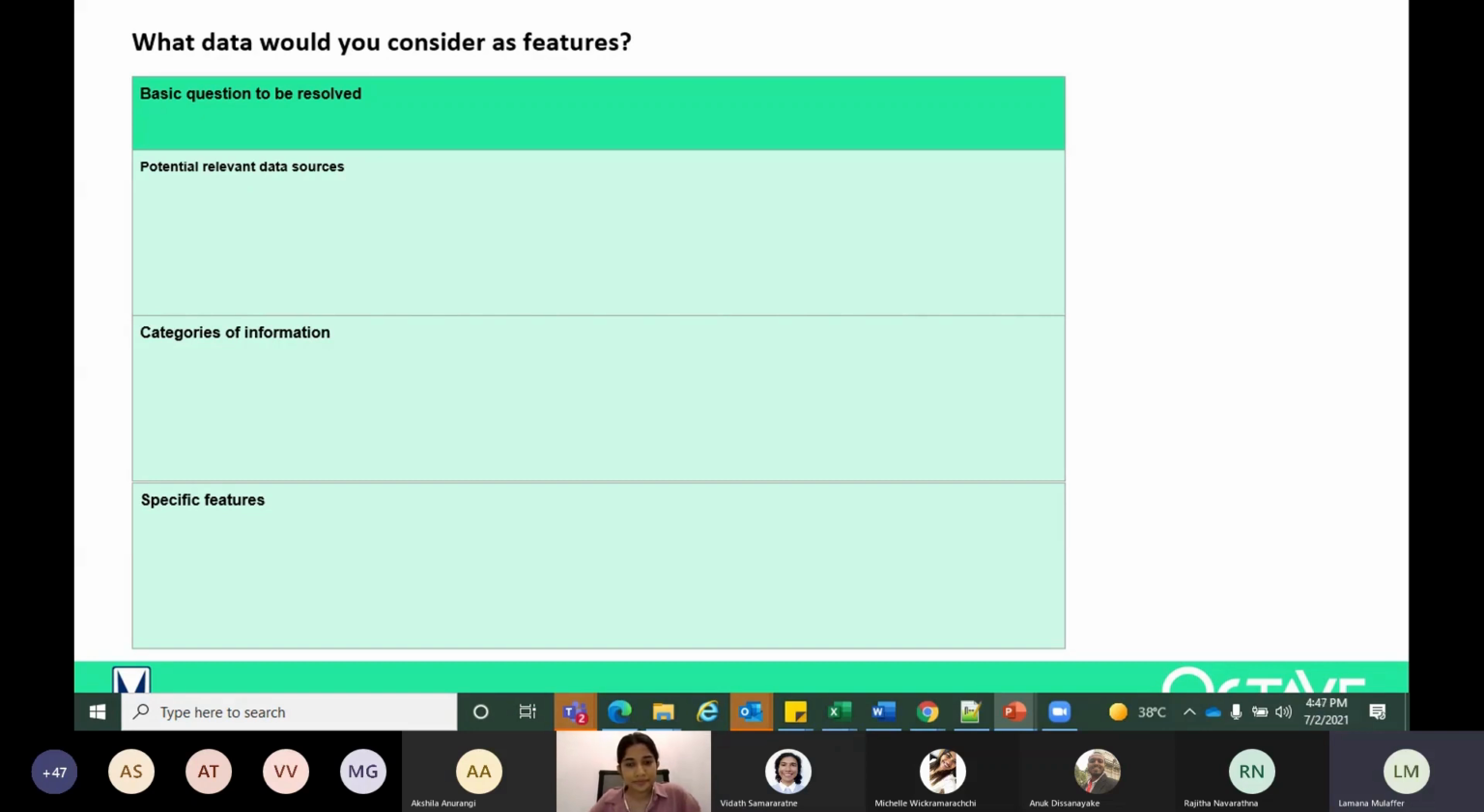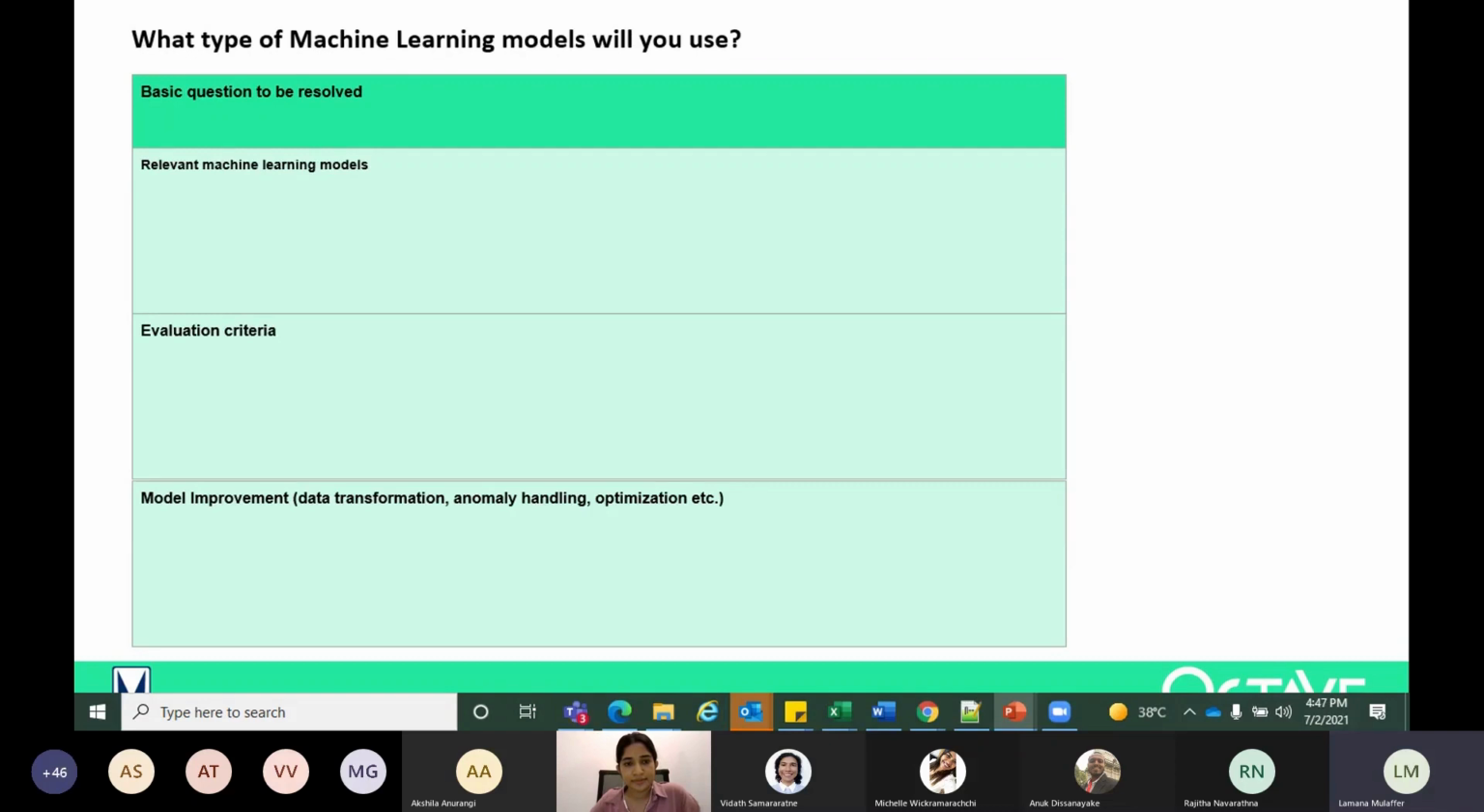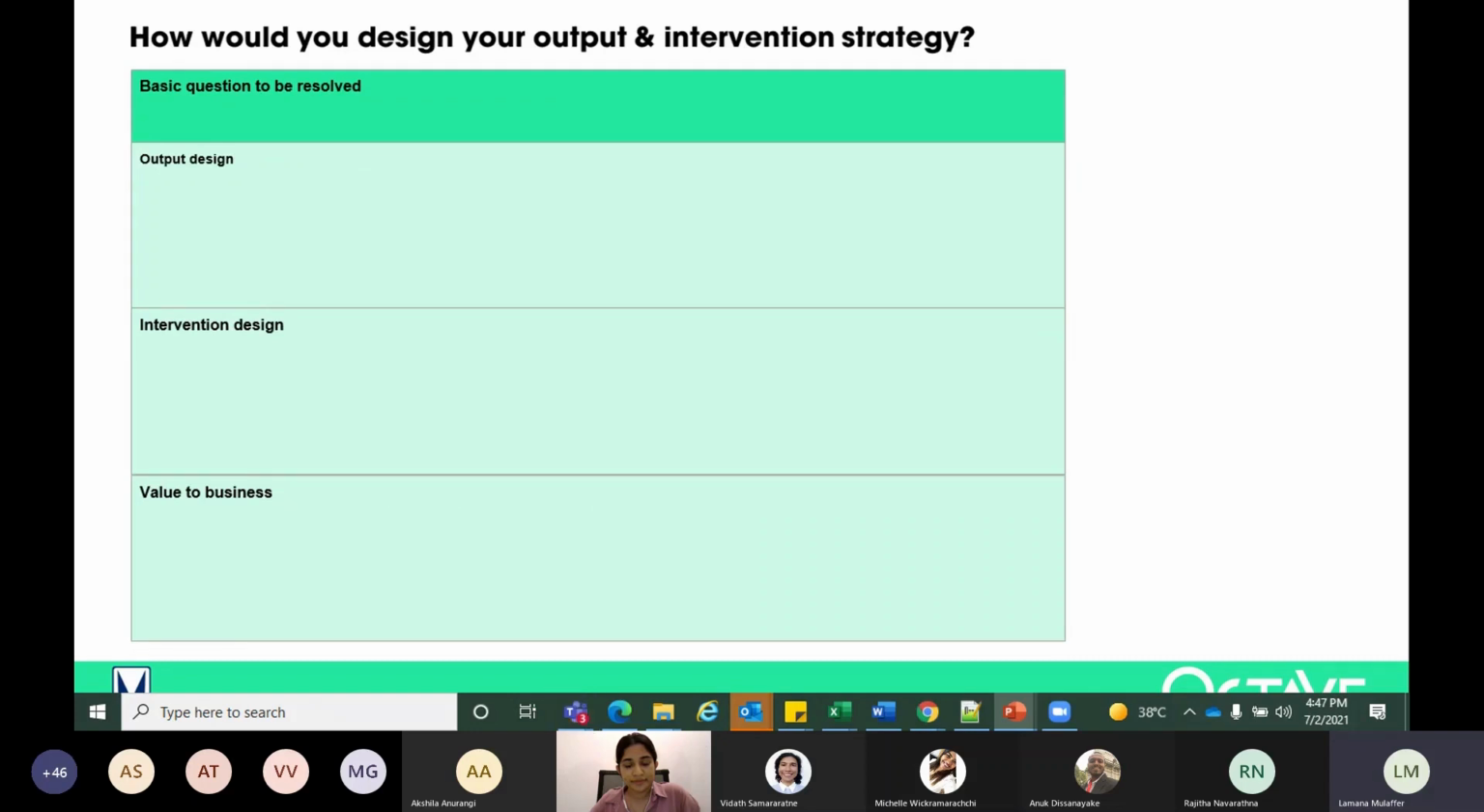Okay, so problem definition, using features, what sort of data and feature description, what sort of modeling techniques you'll be using, how would you evaluate it, how would you improve it, and then the interventions. What would your output be like? Is it going to be an Excel file? Is it going to be a dashboard? Is it going to be an app? Whatever it is, what sort of intervention designs are you going to do?